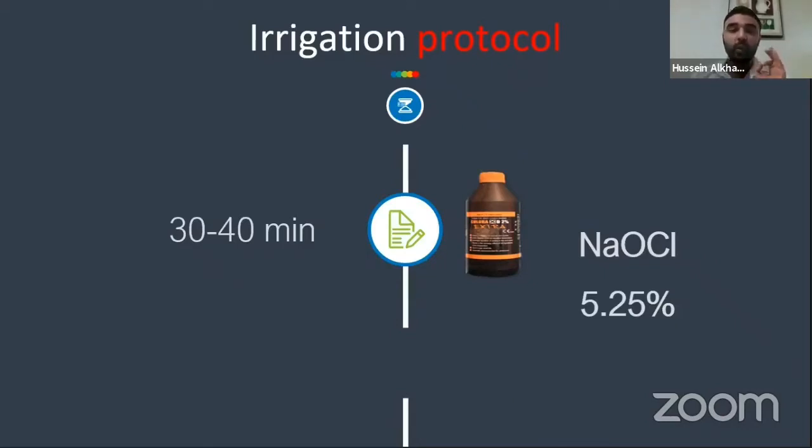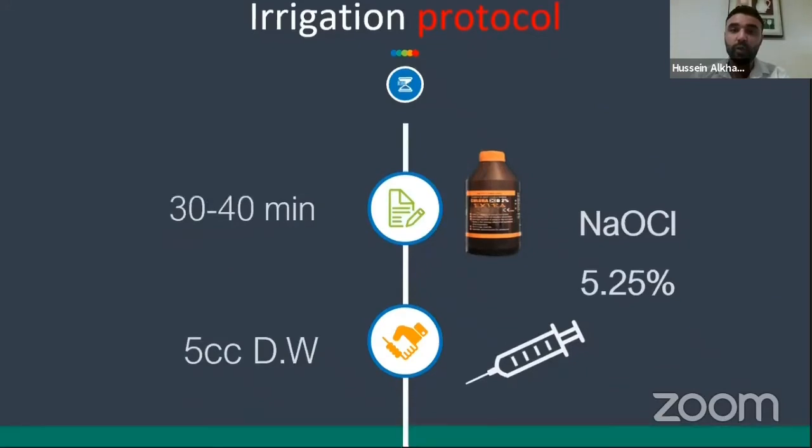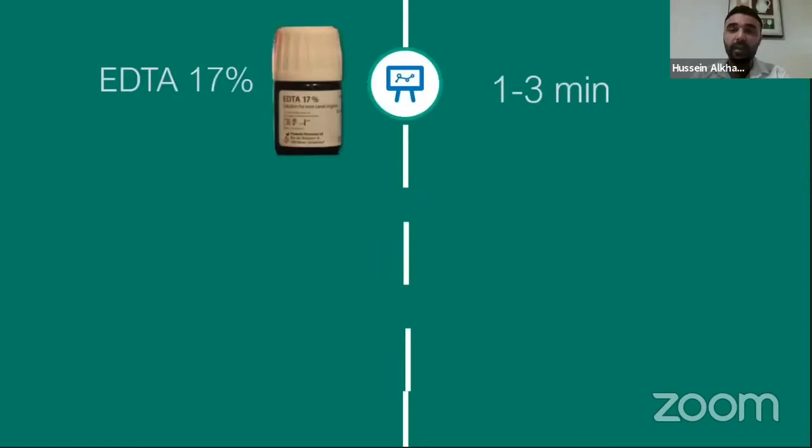At this stage, we obtained high antibacterial ability of sodium hypochlorite and removal of organic materials. After that, the sodium hypochlorite is rinsed with 5 cc distilled water to prepare the canal to receive the next irrigation solution, which is EDTA. By using 17% EDTA for 1 to 3 minutes, we will obtain the ability to remove smear layer. During this time, we may activate the EDTA for 30 to 60 seconds to promote its action.